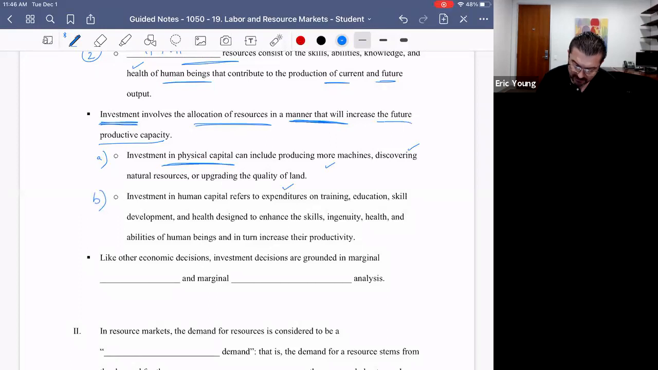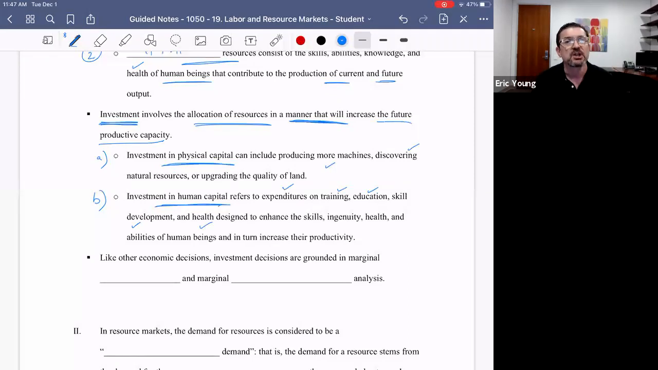We can also have investment in human capital. So businesses and increasingly individuals, in order to earn more money in labor markets, have incentives to invest in human capital. What are some ways that we can invest in human capital? Well, we can spend money on training and education. We can spend money on skill development. We can invest money to improve the health of people.